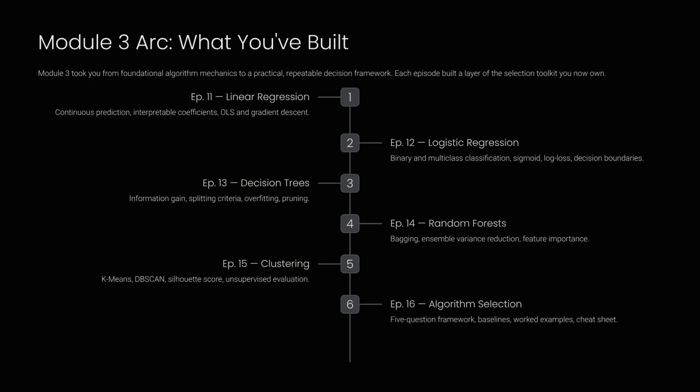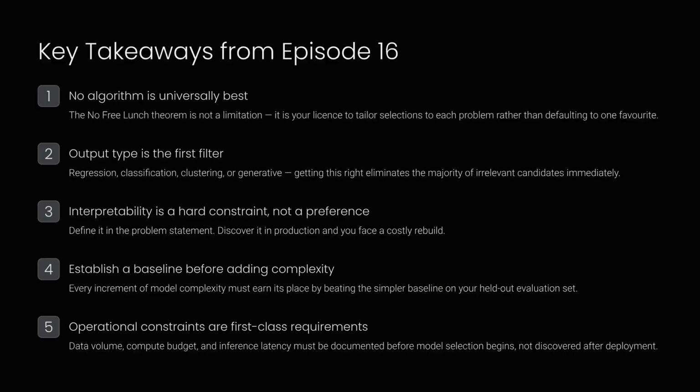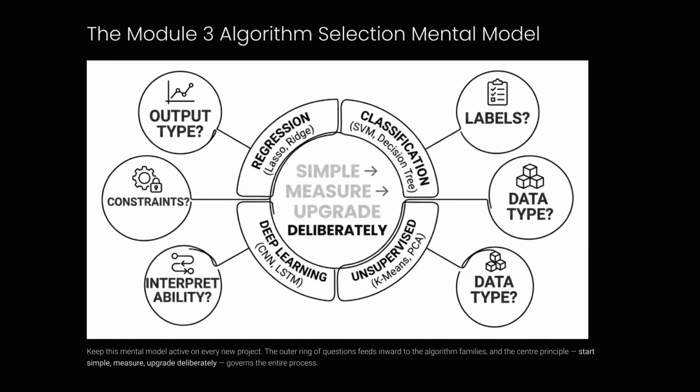This closes the arc on Module 3. Module 3 took you from foundational algorithm mechanics to a practical, repeatable decision framework. Each episode built a layer of the selection toolkit, covering linear regression, logistic regression, decision trees, random forests, clustering, and algorithm selection. Before moving to Module 4, self-check your understanding. Can you apply the 5-question framework, explain the no free lunch theorem, name the default starting points, and articulate interpretability trade-offs? Key takeaways from this episode: no algorithm is universally best.